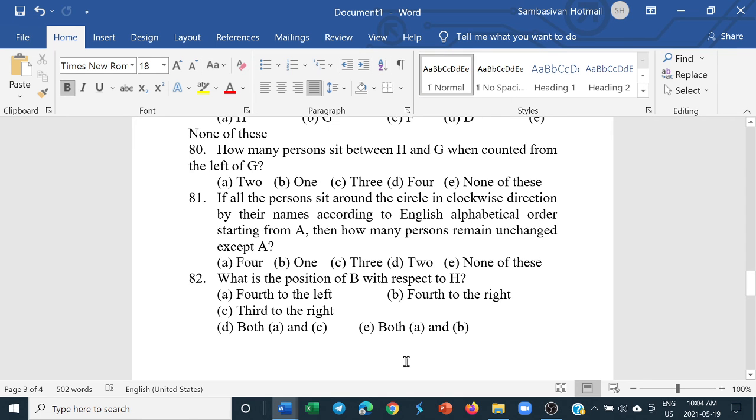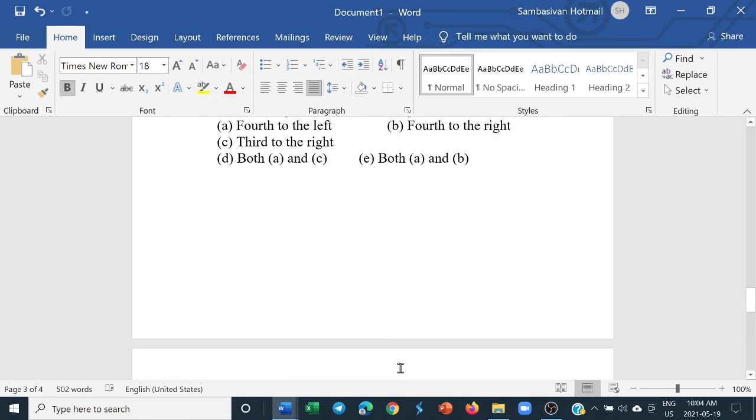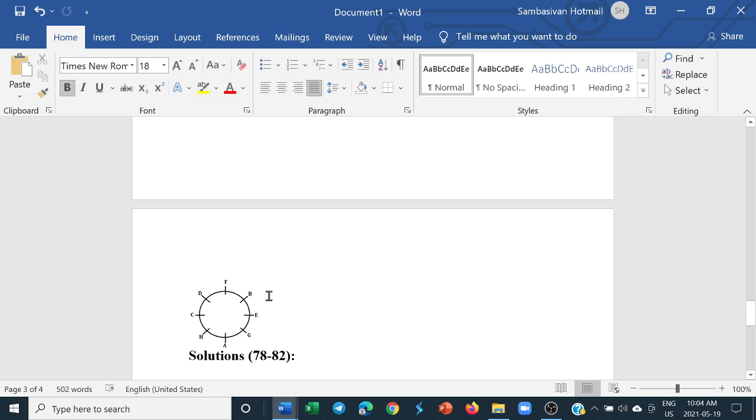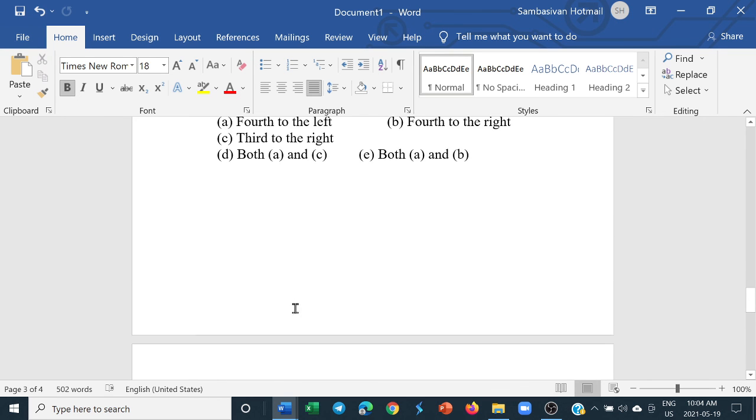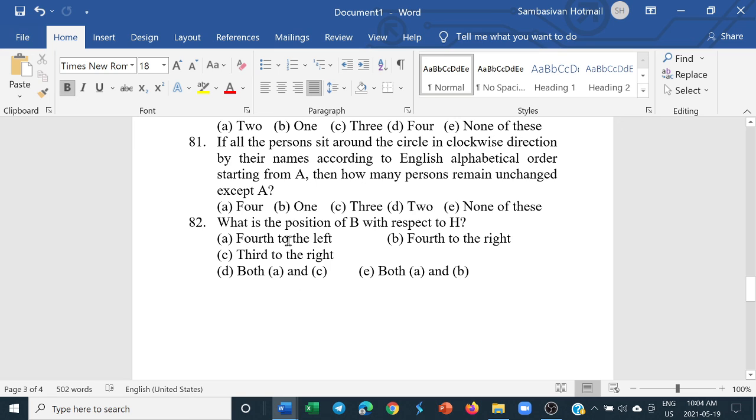What is the position of B with respect to H? He is sitting 1, 2, 3, 4. 4 to his right, 4 to his left. Fourth to the right. So the answer is A and B are correct. So the answer is E in this question.